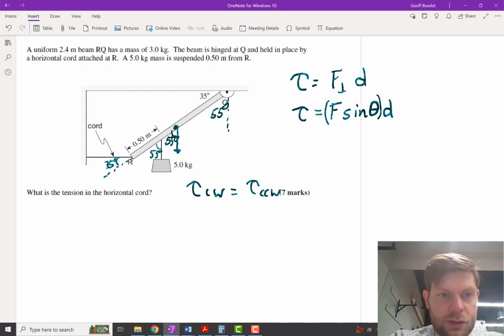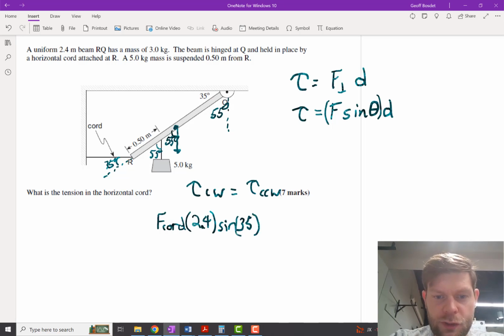Clockwise, we've got our chord. So that is our force of the chord, which is what we're looking for, the tension in the chord. The distance from the pivot that the force is being applied by, given that it is a 2.4 meter beam and it is attached right at the end, our distance will be 2.4 meters away. So force times distance, and we're going to need to throw in a little sine 35 to get the perpendicular component of the force. So that is our clockwise component for this chord.